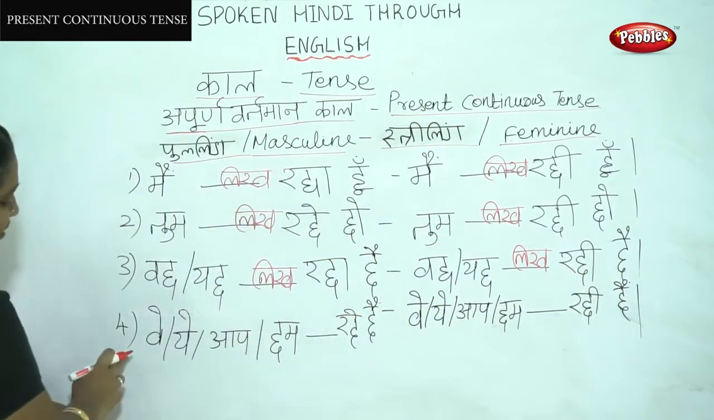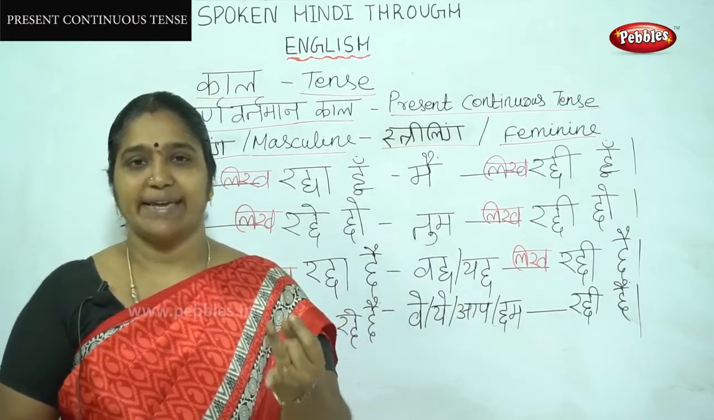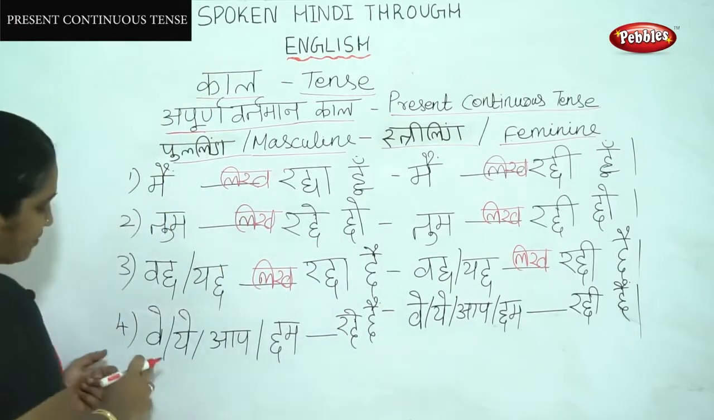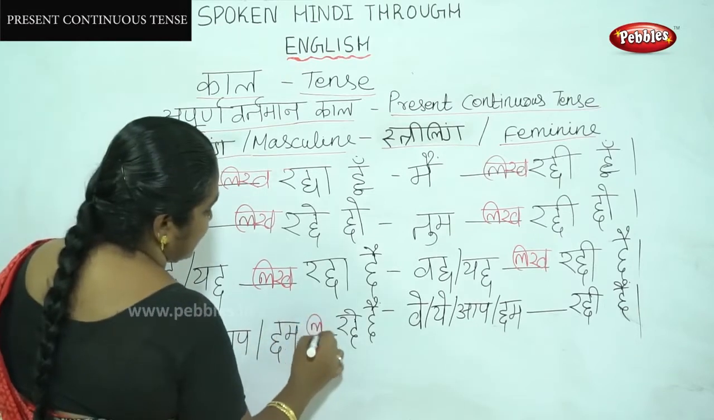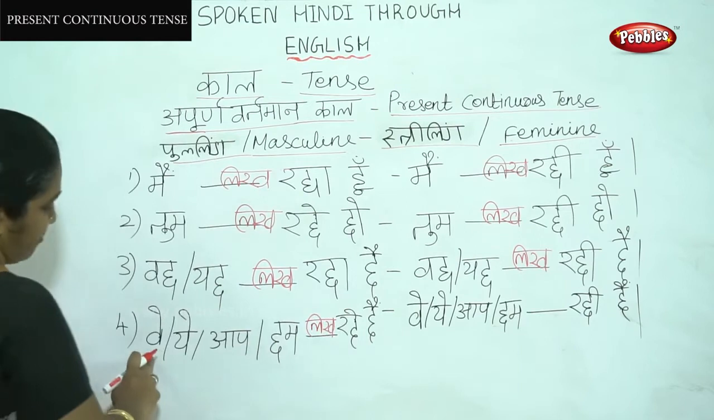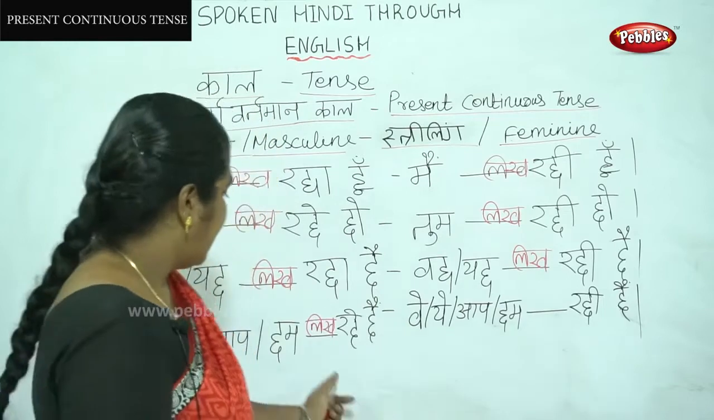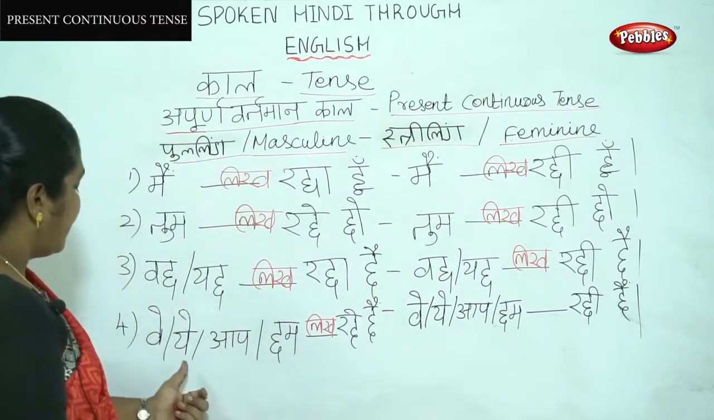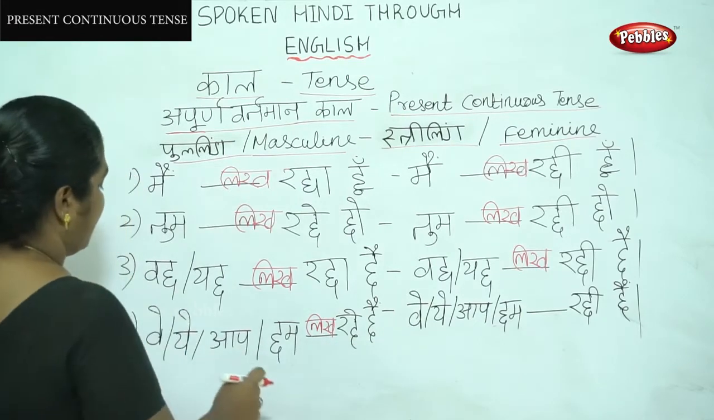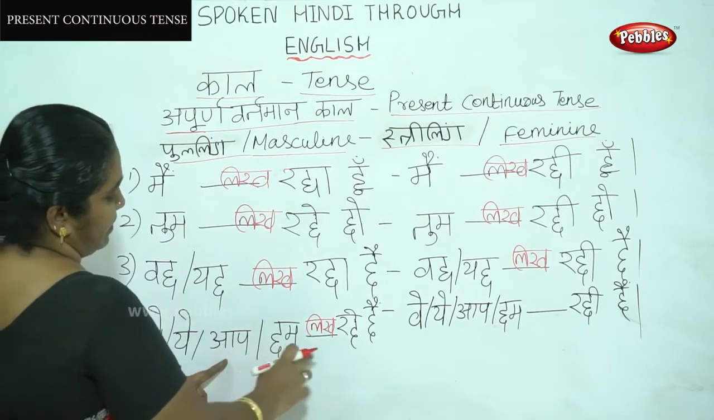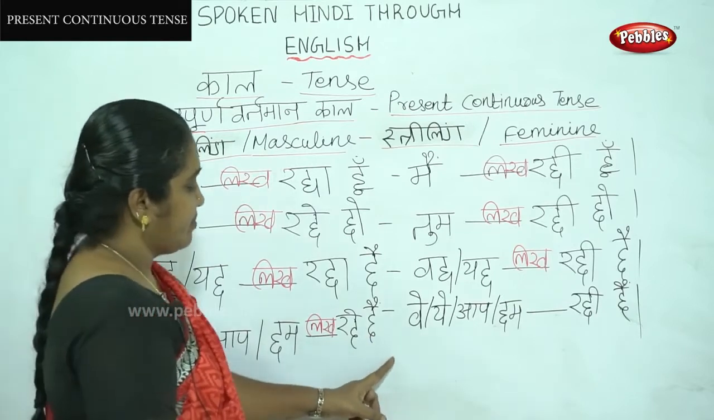Then going for the plural form of all the persons: first person, second person, third person. Ve, ye, aap, hum. Same, we can write here likh. Ve likh rahe hain. Then ye likh rahe hain. Then aap likh rahe hain. Hum likh rahe hain.